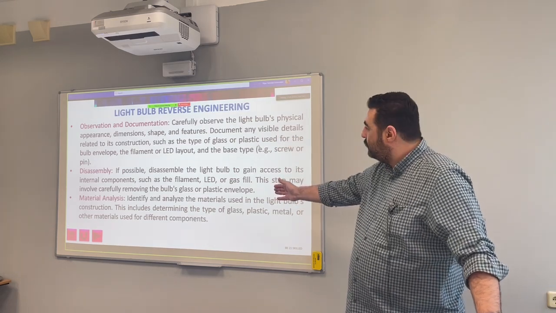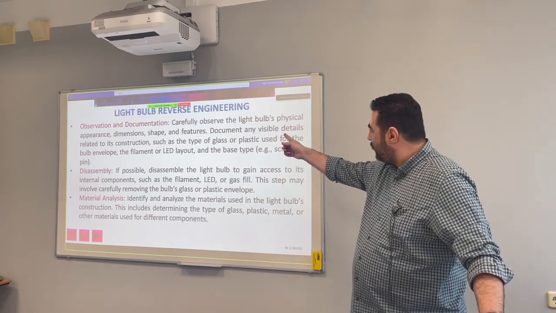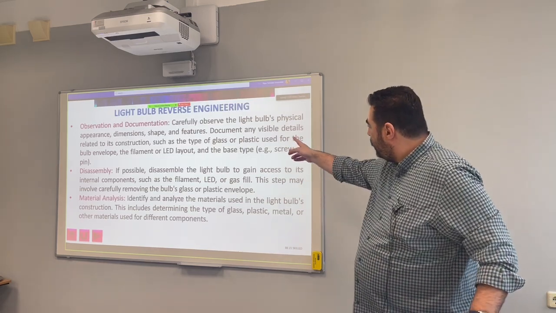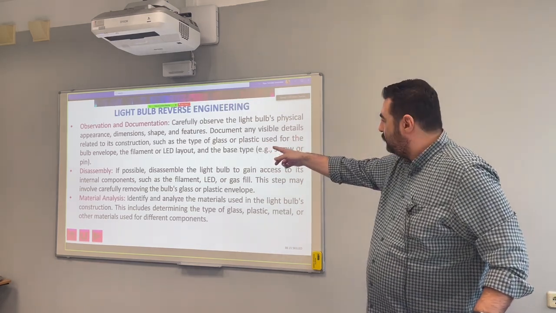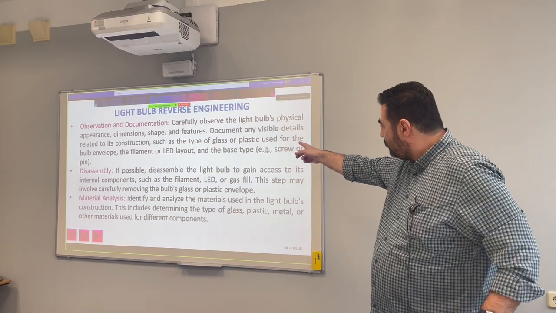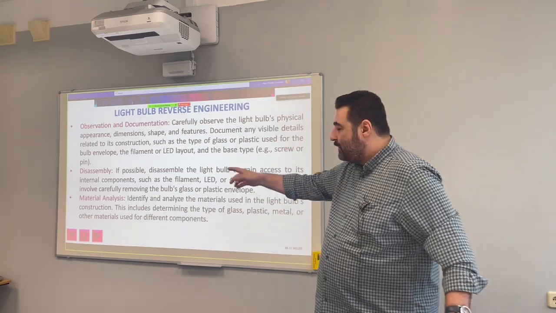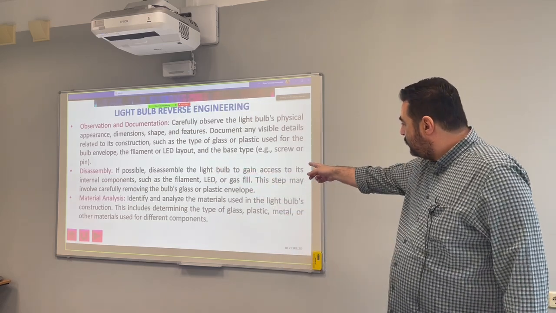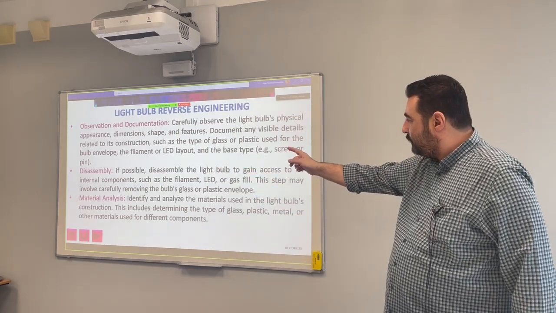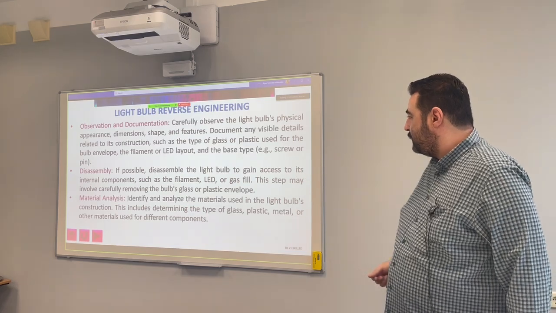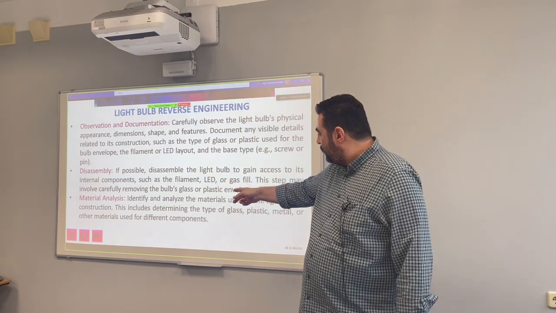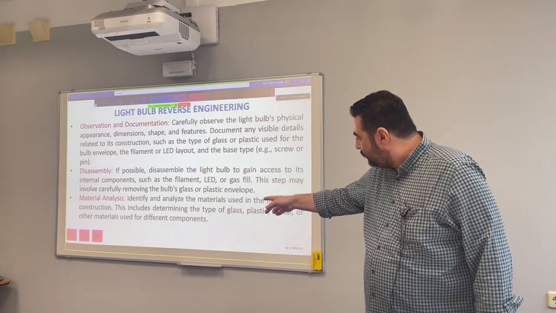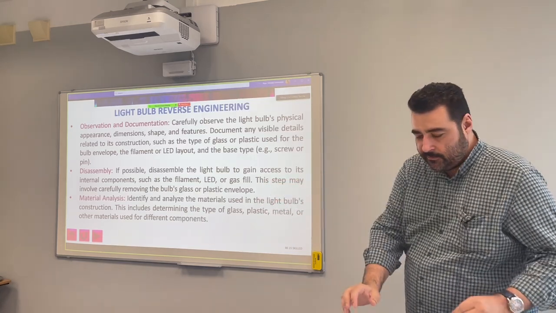The same steps. You need to carefully observe the light bulb's physical appearance, the shape, dimensions, etc. Document any visible details related to its construction, type of glass or plastic used for the bulb, etc. Disassemble, if possible, of course, to gain access to its internal components such as filament, lead, gas filling, etc. Identify and analyze the material used in the light bulb's construction. This includes determining the type of glass, plastic, metal.